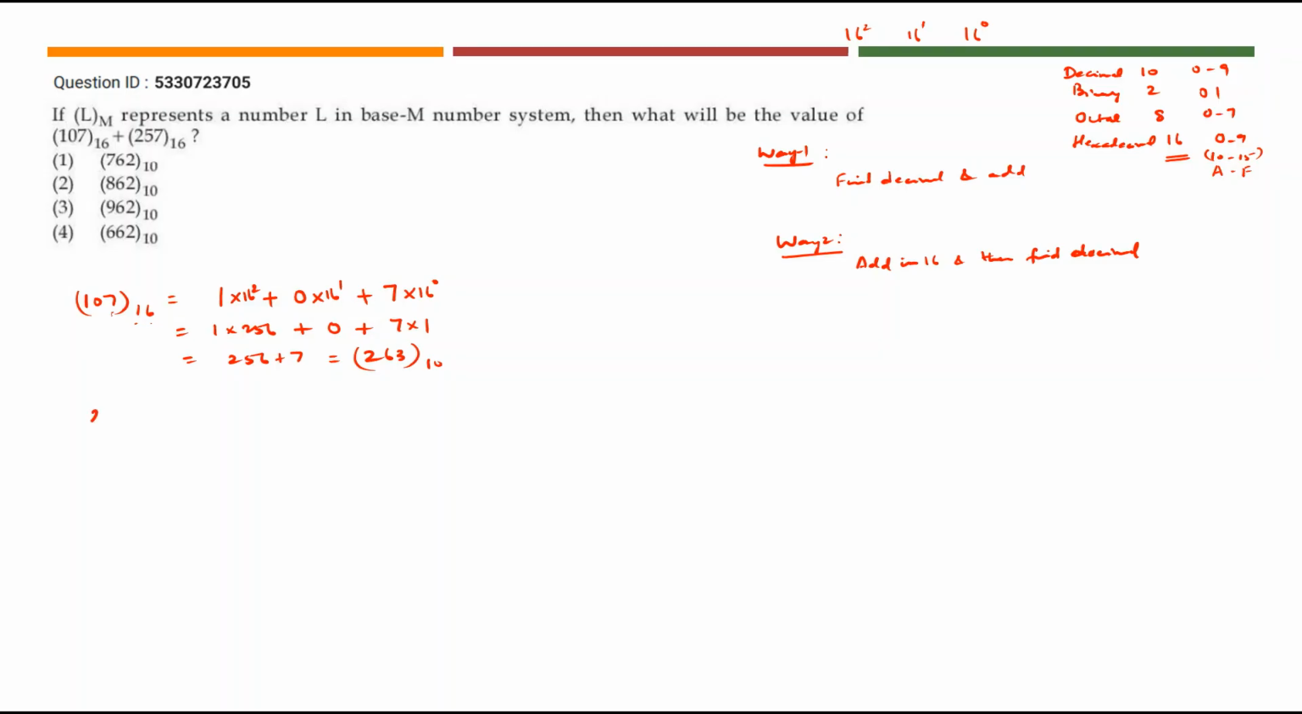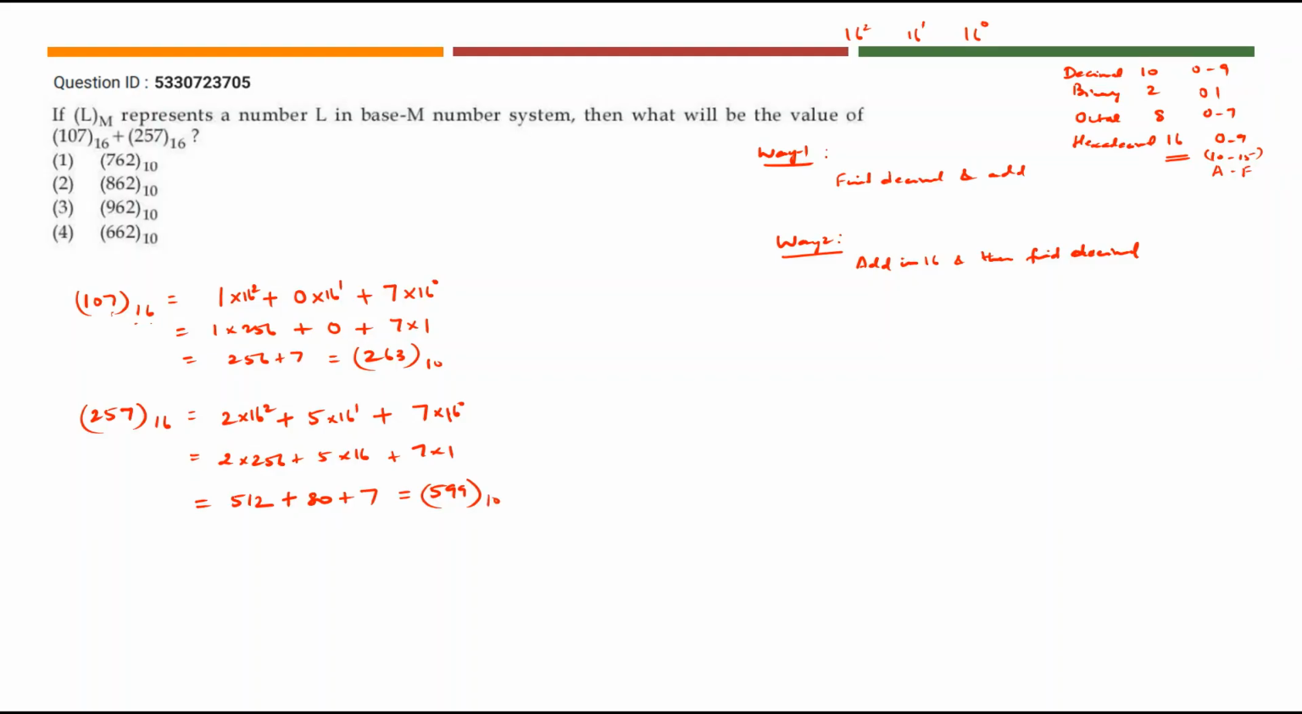What about 257 to the base 16? So let's take 7, 5 and 2. We have 16 power 0, 16 power 1 and 16 power 2. Then we add all the terms: 2 into 256 plus 5 into 16 plus 7 into 1. 2 into 256 will be 512, plus 16 into 5 is 80, plus 7 into 1 is 7. Altogether you will have 599 to the base 10.